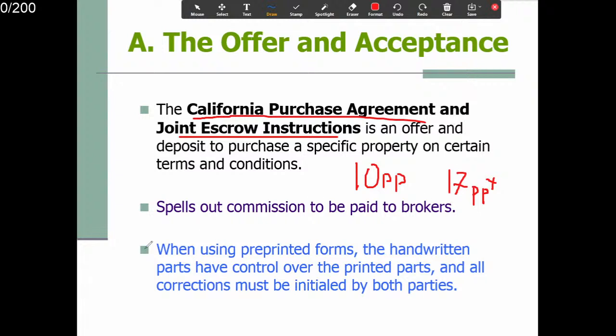We call a form called CBC, Cooperative Broker Compensation or Commission. When using a pre-printed form, the handwritten part has control over the printed parts, only if they initial it.